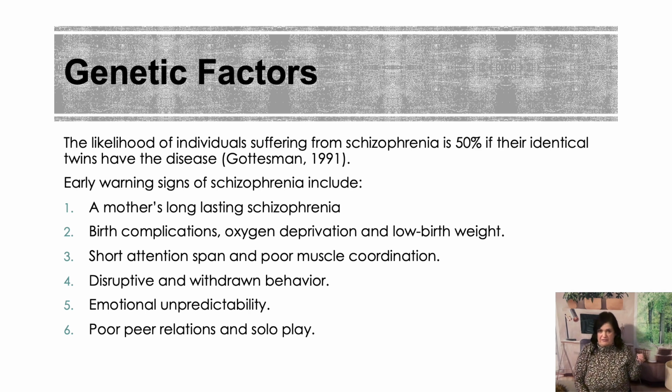Birth complications like lack of oxygen during delivery, low birth weight, short attention span once the kid is school age, poor muscle coordination, disruptive and withdrawn behaviors. They seem kind of symptomatic, with emotional unpredictability as well as poor peer relations and solo play, right? It's really hard for them to make friends when they're little. They're all inside their own head thinking that they're seeing things and having these symptoms, so it's not easy being a child with something so serious.